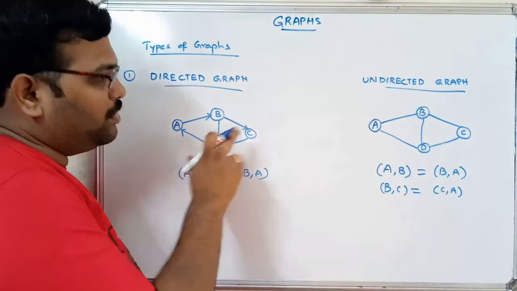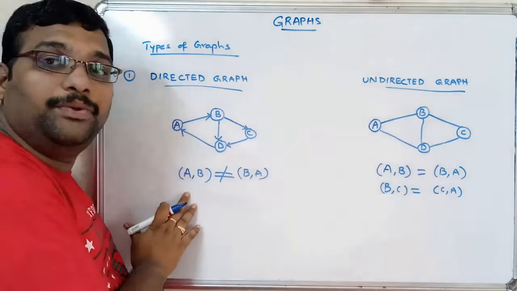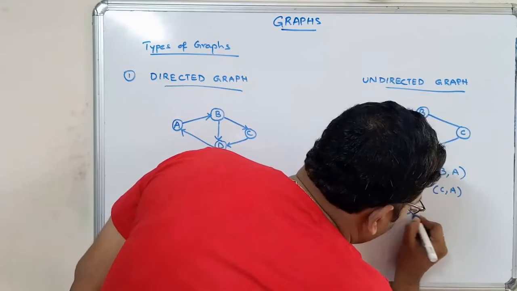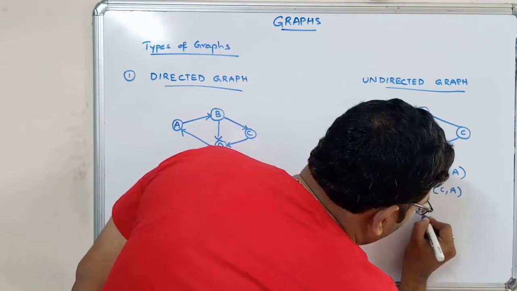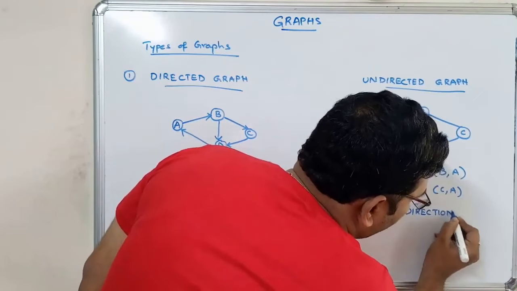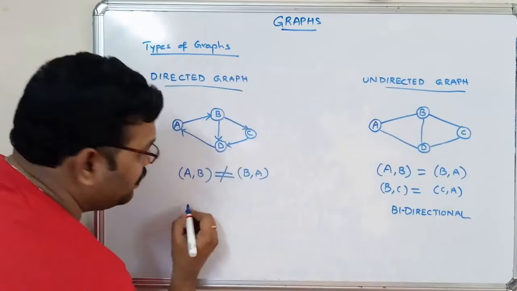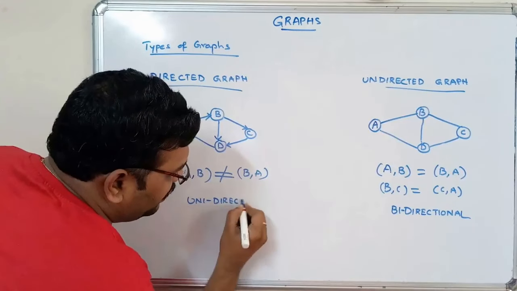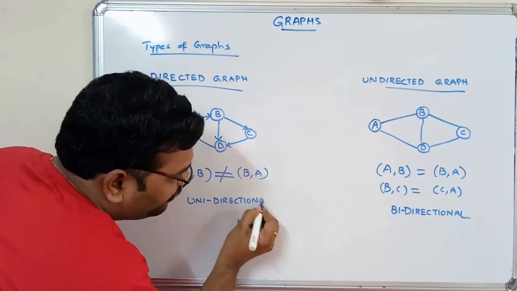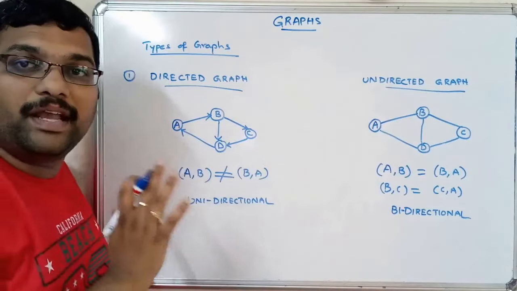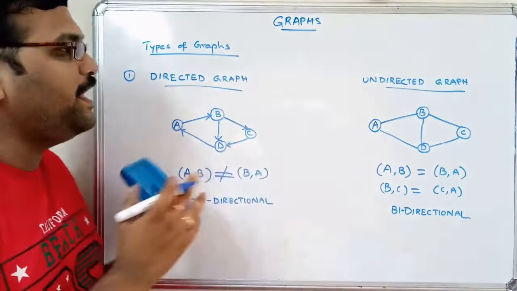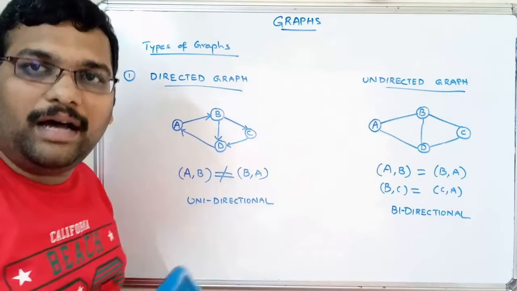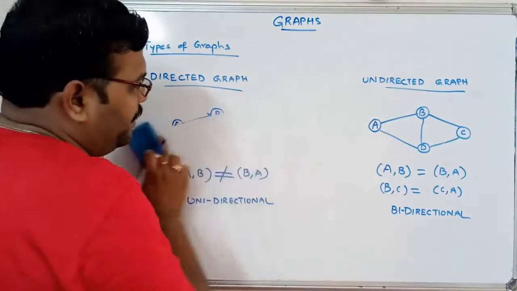So hope you understood. It's bidirectional, it's unidirectional. Only one way we can travel. This is the difference between directed graph and undirected graph. Now we'll go with another kind.